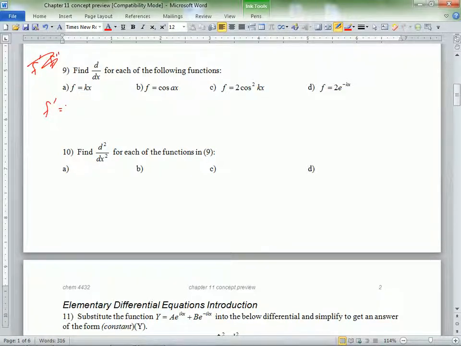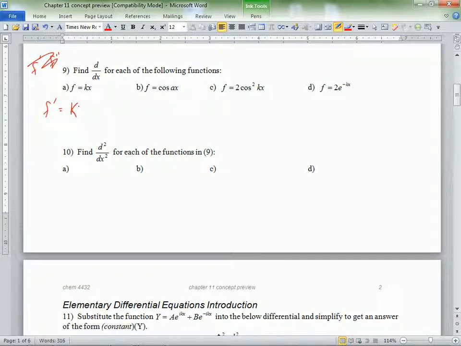Take the first derivative of kx, you would just get? Yeah, k is just going to be a constant. So it's going to be k. If you recognize that equation, k was a spring constant, and F was a force needed to stretch a spring, but we'll be getting at that later. So f prime would just be k, because we're doing it with respect to x.